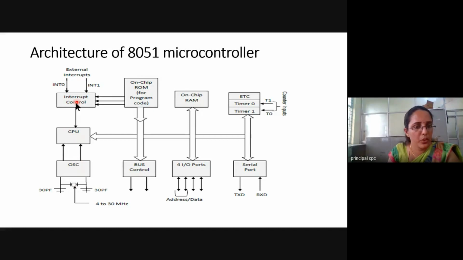And then interrupt control. You have 6 interrupts with 8051, and INT0 and INT1 are the external interrupts. So the interrupts and interrupt service routines will be there to resolve the interrupts. So that function will be done by interrupt control. So the overall architecture of 8051 consists of CPU, oscillator, bus control, 4 IO ports, and then serial port, timer 0, timer 1, on-chip RAM, on-chip ROM.